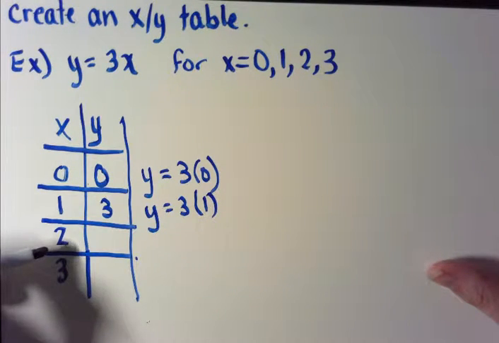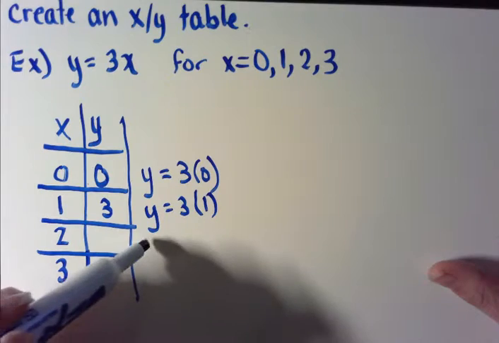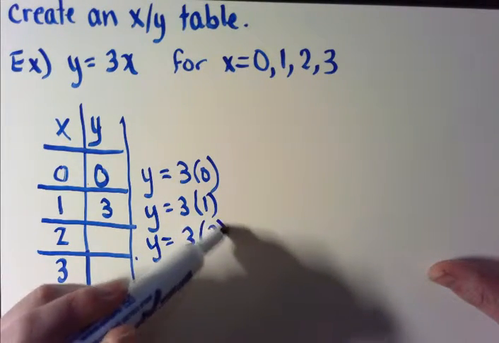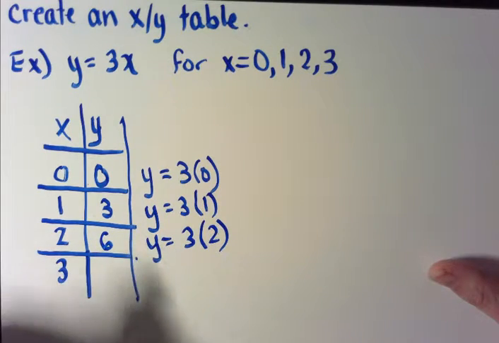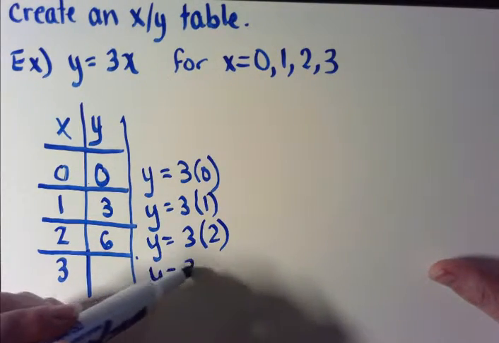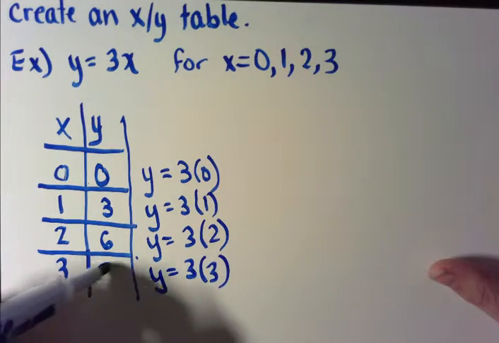If X equals 2, what's the value of Y? We would go Y equals 3. Instead of X, we put in 2. 3 times 2 is 6. And if X equals 3, the value of Y is 3 times 3, which is 9.